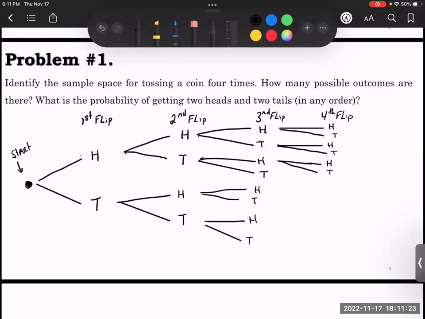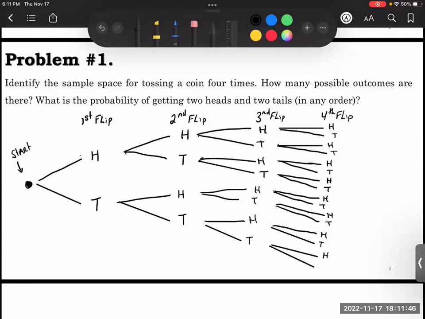So heads, tails, heads, tails, heads, tails. Sorry, I did run out of room. Heads, tails, heads, tails. And this will be the last, oh, sorry. Almost the last one. Heads, tails, and then down here will be the last set of heads, tails.